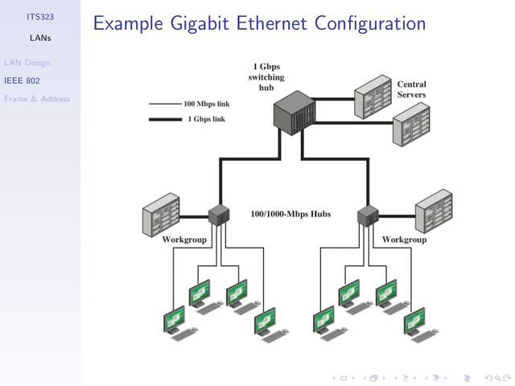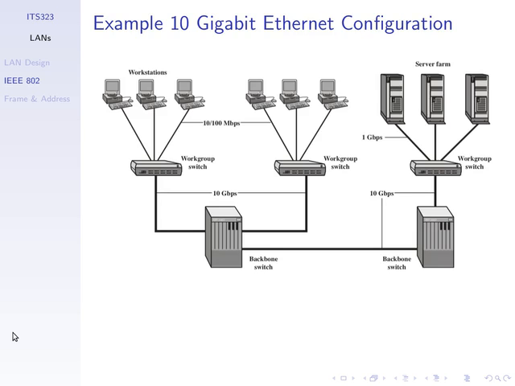So our entire LAN can combine the different technologies. So this is just a switch, and a switch, and just using different technologies on the different links, depending upon the requirements of how much data we need to transfer. And one more example there.